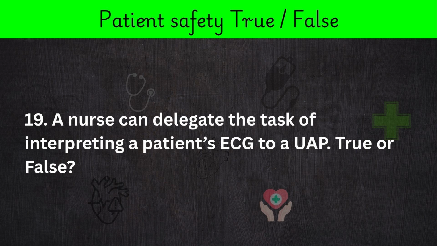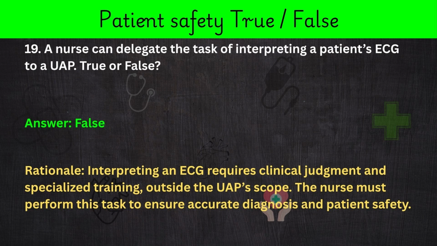19. A nurse can delegate the task of interpreting a patient's ECG to a UAP. True or false? Answer: false. Rationale: Interpreting an ECG requires clinical judgment and specialized training outside the UAP scope. The nurse must perform this task to ensure accurate diagnosis and patient safety.